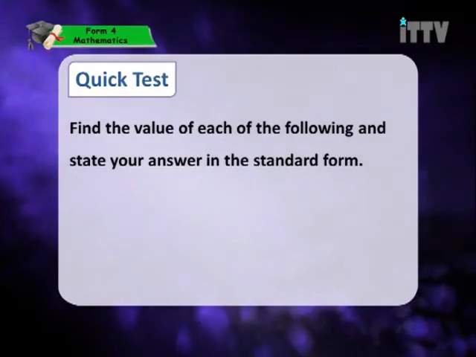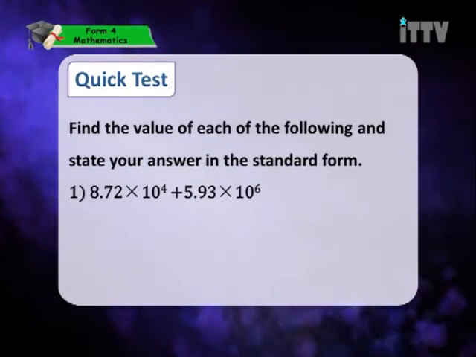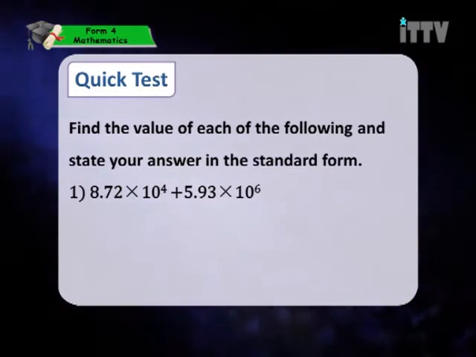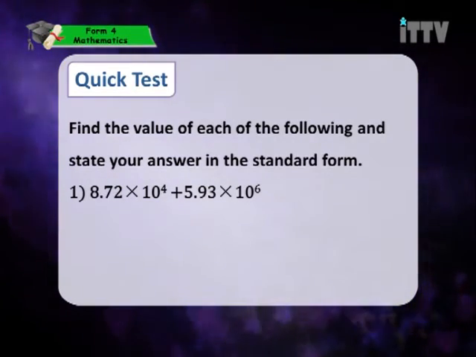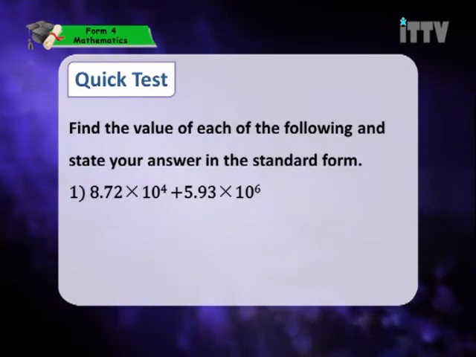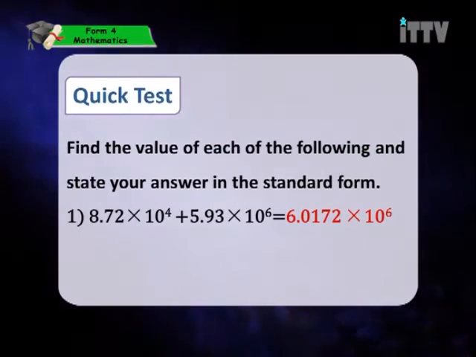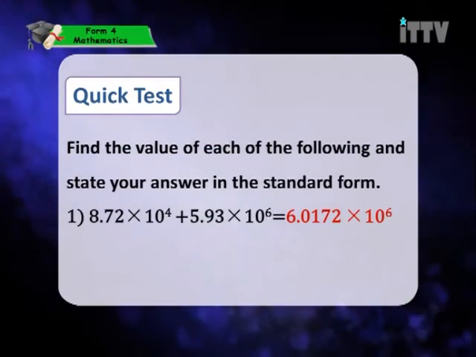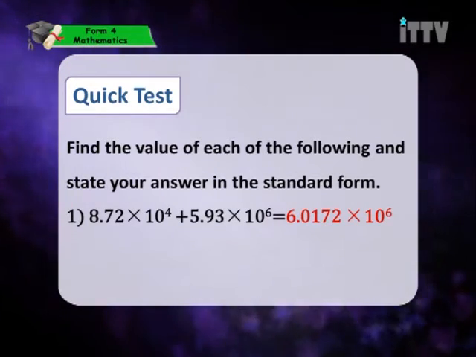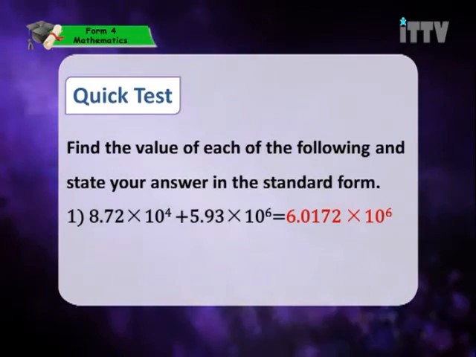Alright, now we have come to a quick test segment. Students, you please try this yourselves. Find the value of each of the following and state your answer in the standard form. Alright, 1. 8.72 times 10 to the power of 4 plus 5.93 times 10 to the power of 6. Remember, you can choose method 1 or method 2 to find the answer. It's up to you. What is your answer? Right, please compare. You should get 6.0172 times 10 to the power of 6.